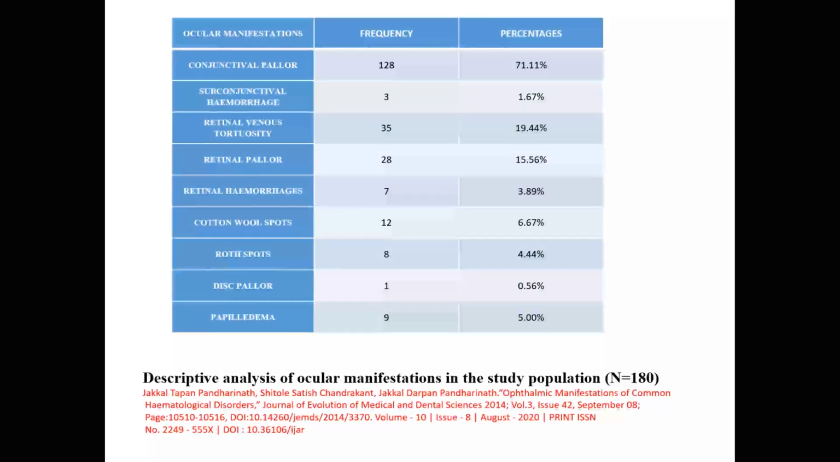The ocular manifestations in anemic patients: the most common manifestation is conjunctival pallor, which is followed by retinal venous tortuosity seen in 19.4%, then retinal pallor, and then cotton wool spots and papilledema. Whereas in a study done by Jekyll et al., the most common manifestation is conjunctival pallor only, similar to my study, but that is followed by fundus pallor, retinal hemorrhage, and Roth spots. One more study done by Slot et al. found the most common manifestation is conjunctival pallor, followed by retinal hemorrhage and fundal pallor.